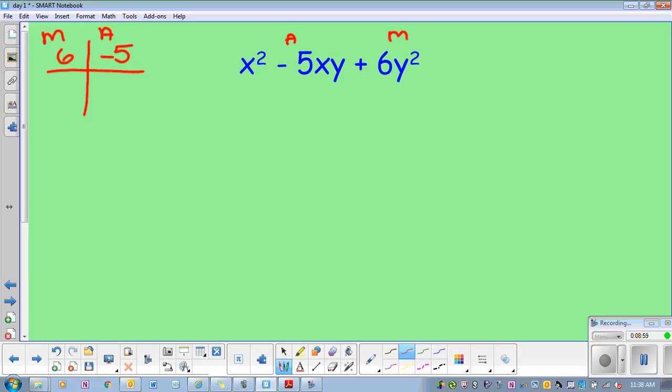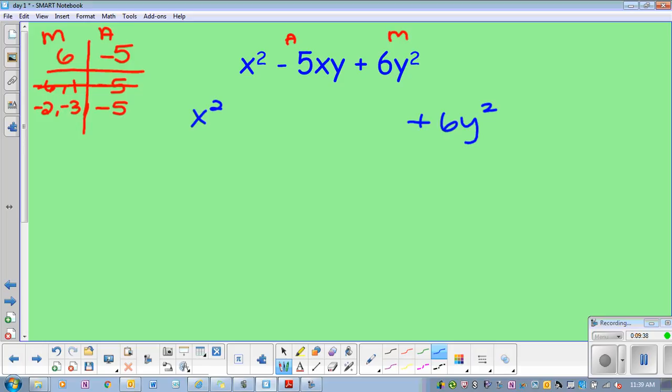Not negative 6 and 1, because that multiplies to give you negative 6. But it doesn't. Okay, so negative 2, negative 3, negative 5. All right. So, this is a weird one, right? Anytime you have the weird one, you got to bring down the first, bring down the last. Bring down the first, x squared. Bring down the last, 6y squared.